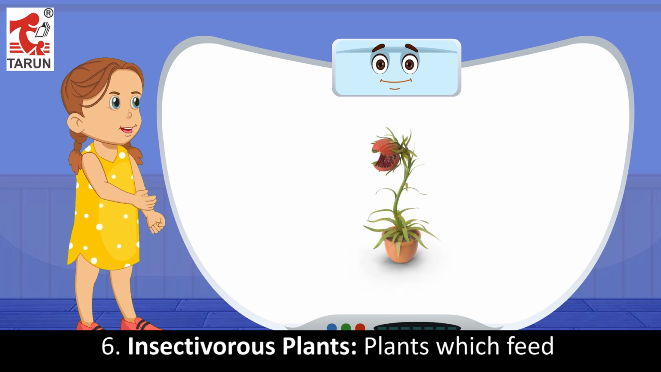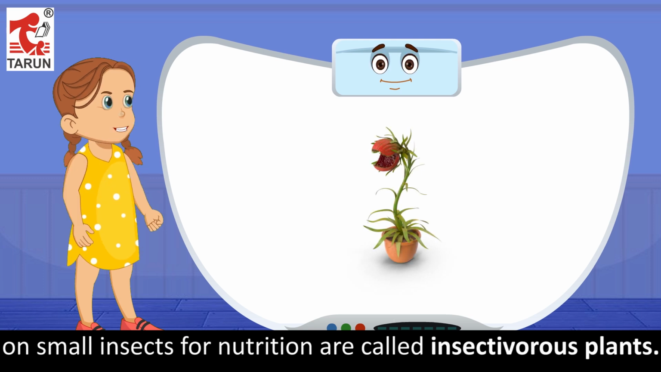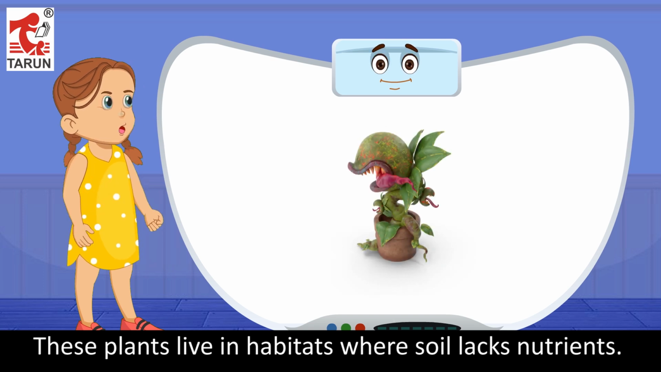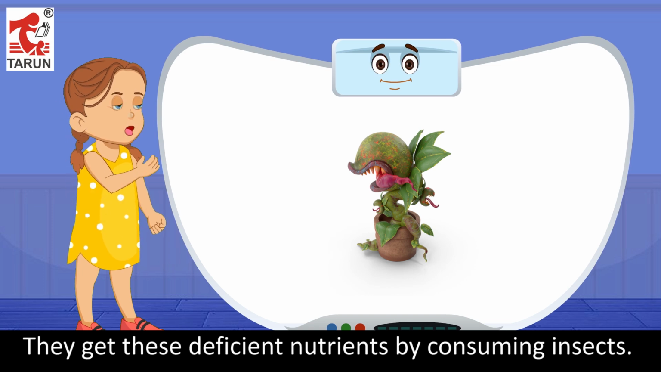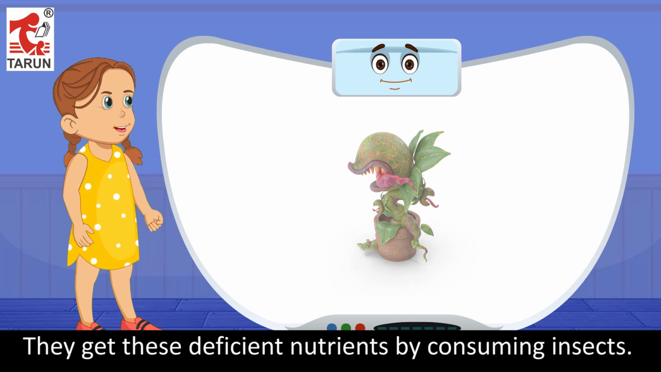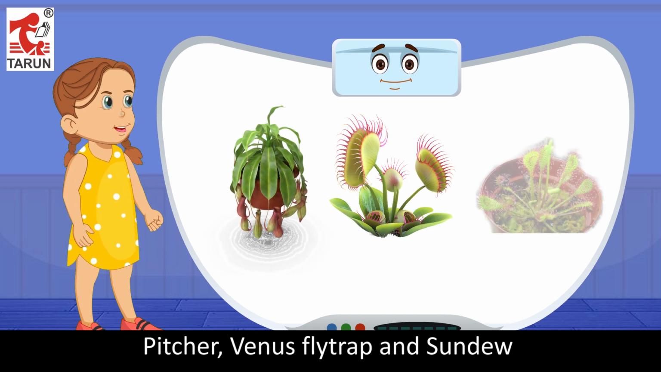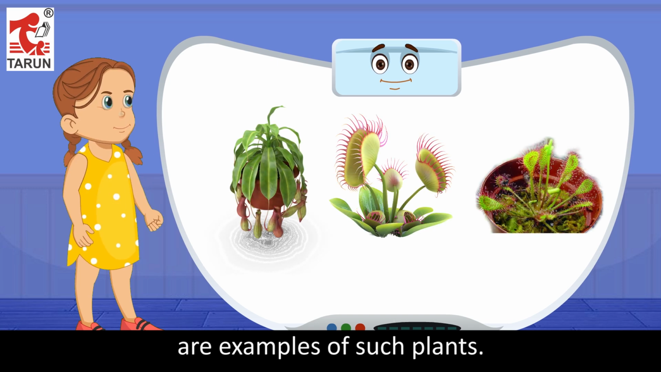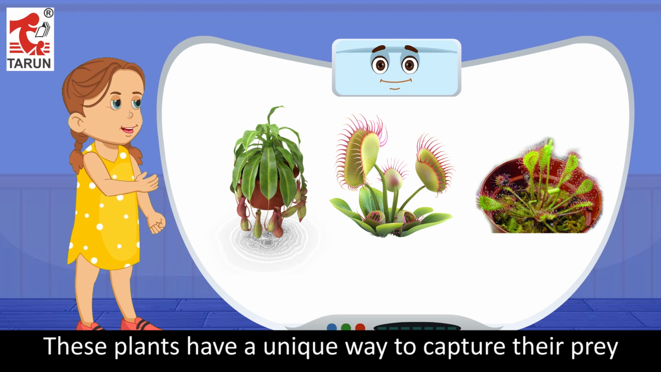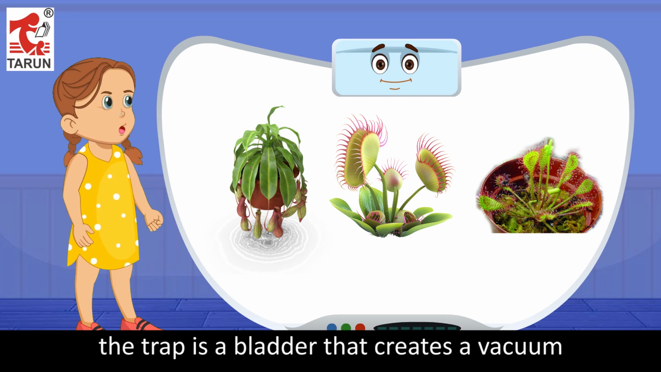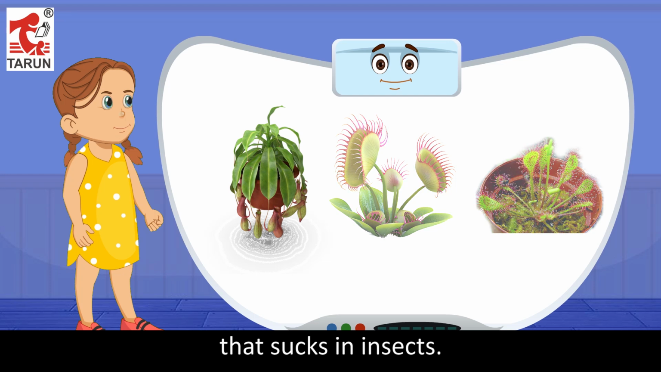6. Insectivorous plants. Plants which feed on small insects for nutrition are called insectivorous plants. These plants live in habitats where soil lacks nutrients. They get these deficient nutrients by consuming insects. Pitcher, Venus flytrap and sundew are examples of such plants. These plants have a unique way to capture their prey. The trap is a bladder that creates a vacuum that sucks in insects.